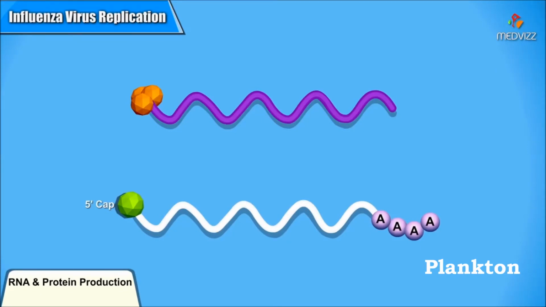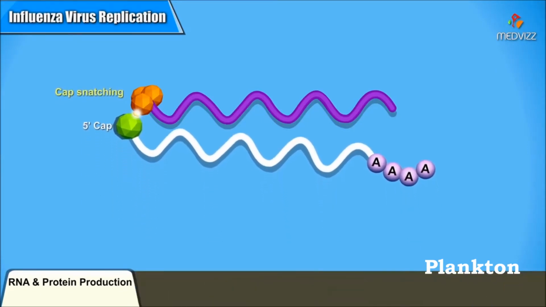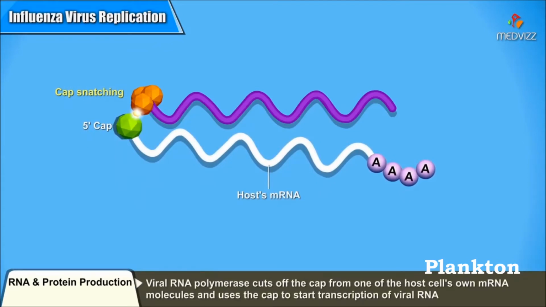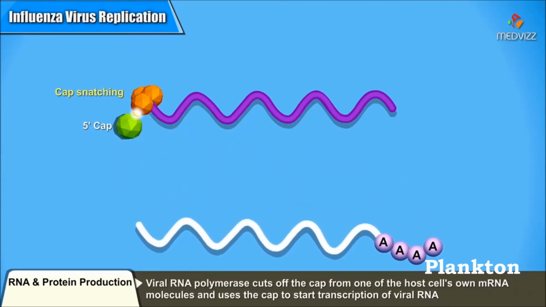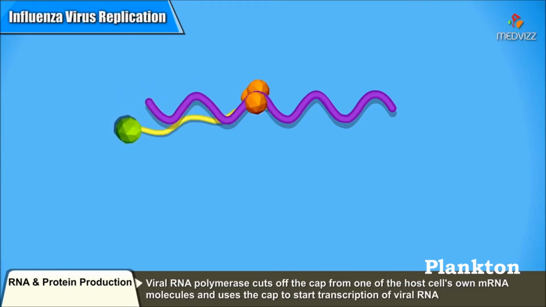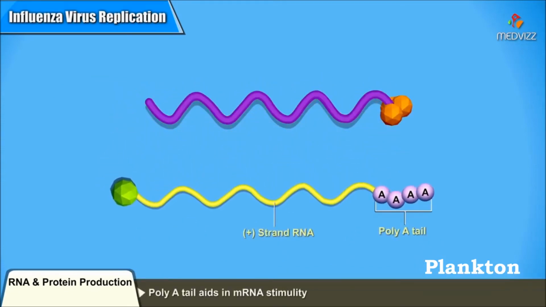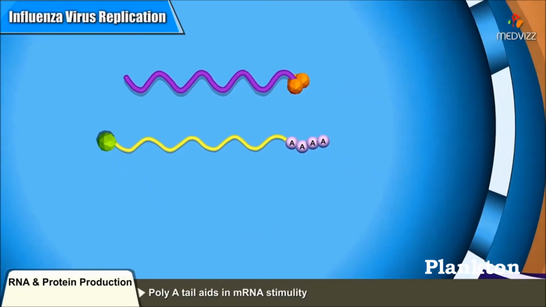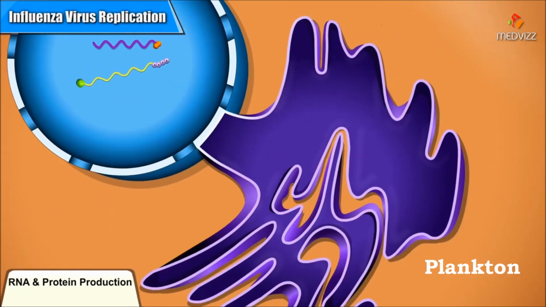The virus performs a stealthy act known as cap snatching, in which the viral RNA polymerase cuts off the cap from one of the host cell's own mRNA molecules and uses the cap to start transcription of viral RNA. The new plus-strand viral RNA gets a poly-A tail that aids in mRNA stability. The new viral mRNA leaves the nucleus for the cytoplasm, where the host cell's ribosomes translate the mRNA.